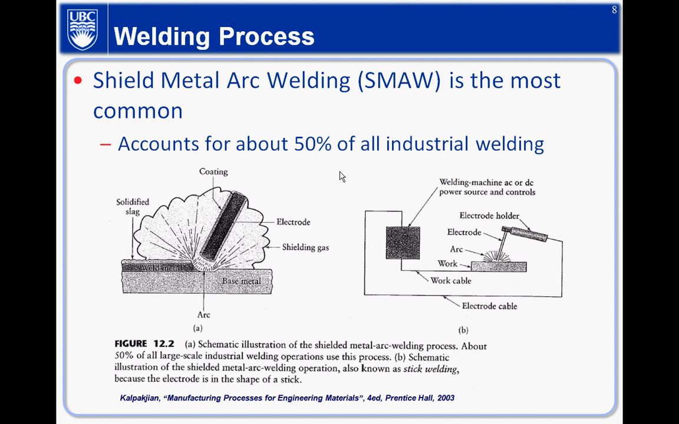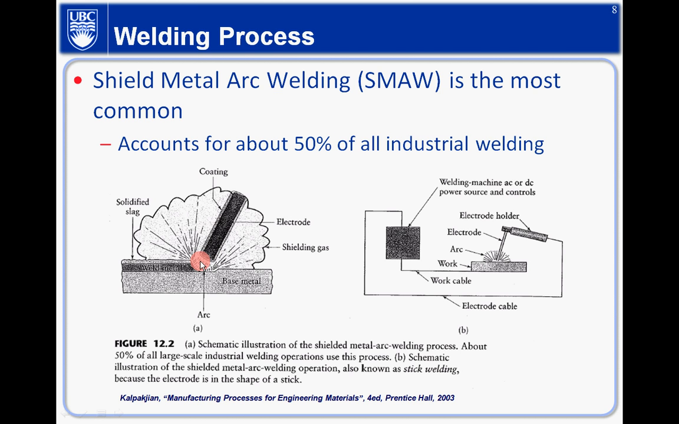So the first one is the stick weld, shielded metal arc welding. This is the most common one. It accounts for about 50% of all industrial welds. The stick here has a coating outside of it. The coating here is called flux. Inside here is the core, and that's basically the filler material. So when you do the welding, the heat will melt the flux, and the flux basically creates a protective shield, protecting the welds from oxidation.